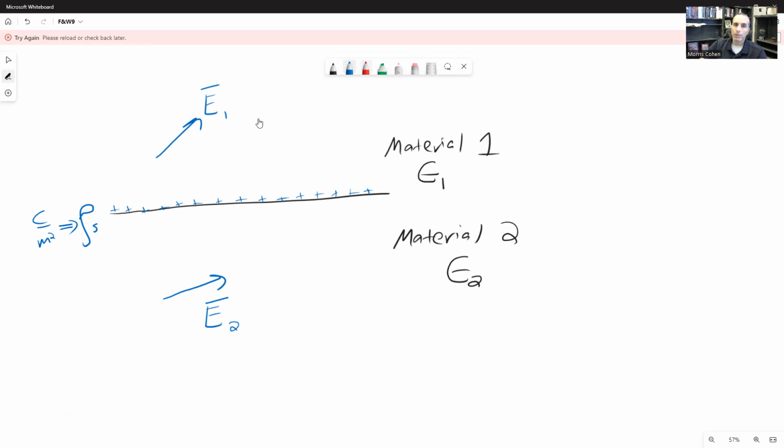Now, in order to do this, I'm going to define a vector called n. I'm going to draw it in red right here, right? N is a unit vector. So it has length 1. It is perpendicular to the boundary. And it points, by convention, into material 1.